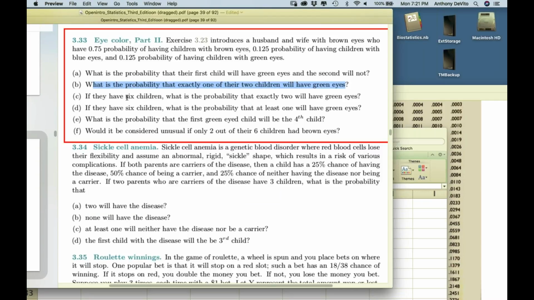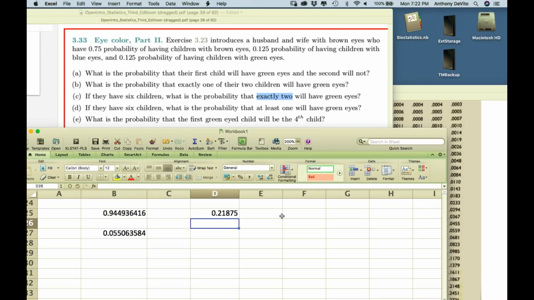So let's move on to the next part. If they have six children, well, they're really building up a big family here. If they have six children, what's the probability that exactly two will have green eyes? Well, what's changed here? Our sample size has changed, and the criteria we're using is exactly two this time will have green eyes. So let's do this again. Equals BINOM.DIST. It's going to be false for cumulative because we want this exact outcome. So how many successes are we predicting? Two green eyes out of six children, six trials, comma, 0.125, comma, false. Just for that exact outcome, two out of six children. The probability that happens is about 14%, 13.7, or about 14%.